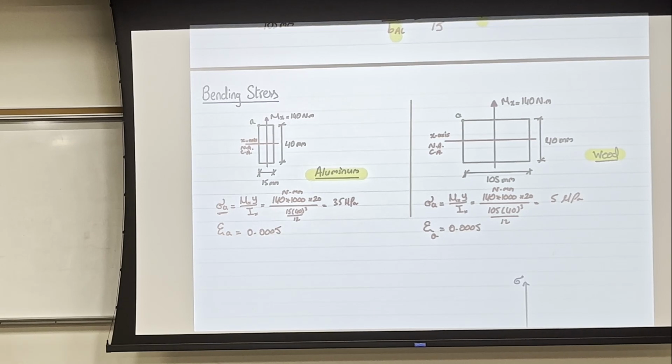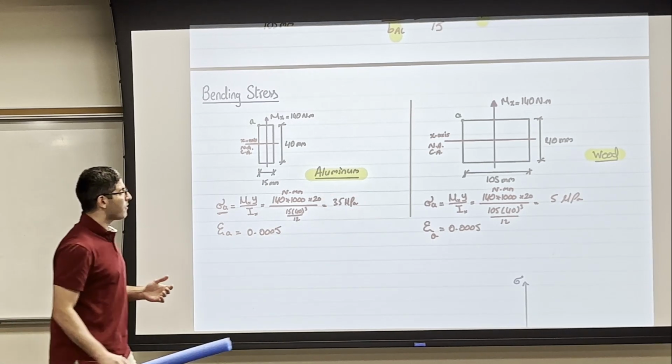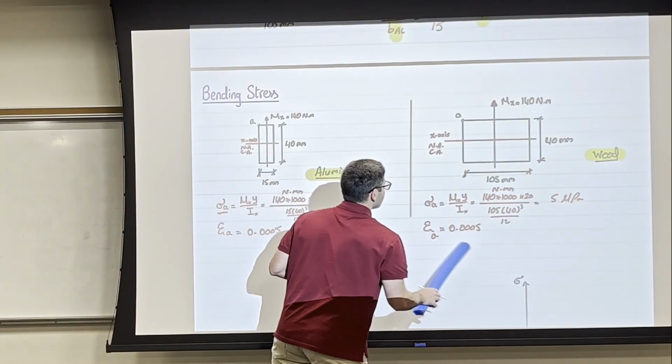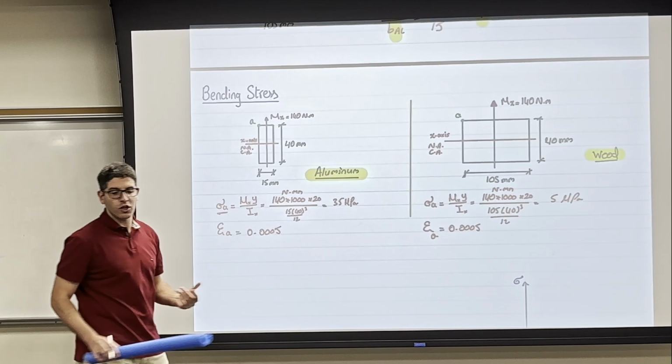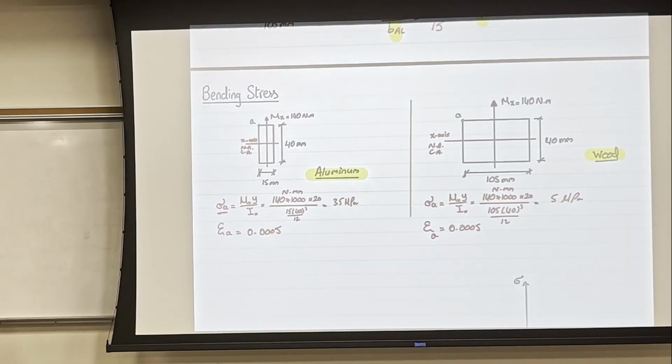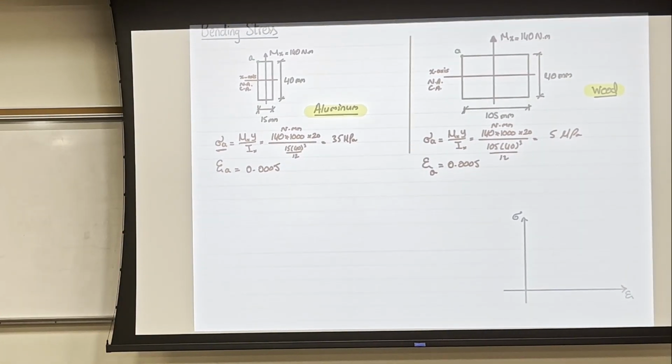So here's the conclusion also, which is it takes high stress, which is 35 megapascal, to have a strain equal to 0.0005, and for wood it takes low stress, which is 5 megapascal, to get this strain, which tells you the aluminum is of course stiffer. But let's find the ratio between them.